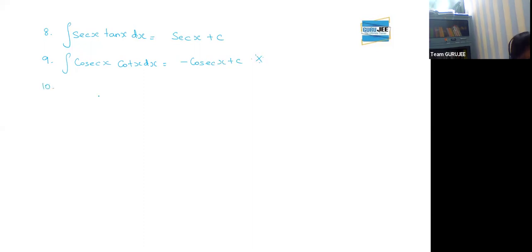Tenth one, 1 by x dx. I already told you to have a reciprocal, then we need to involve log. Log of x, log of mod x, x not equal to 0.